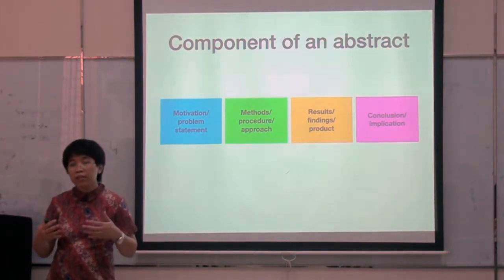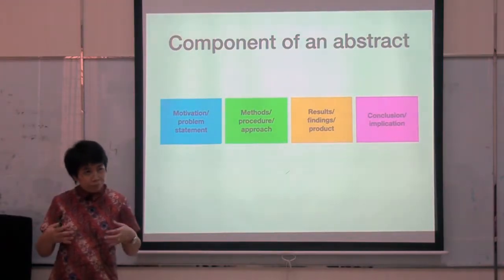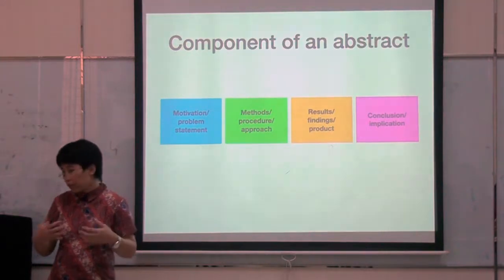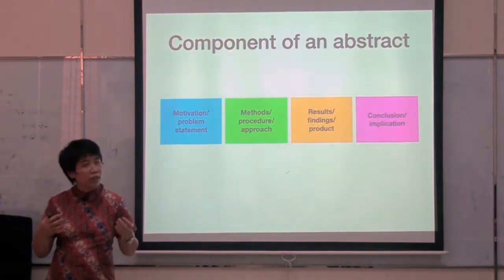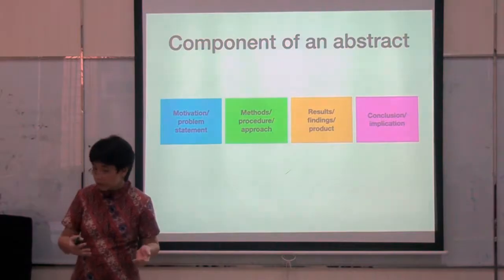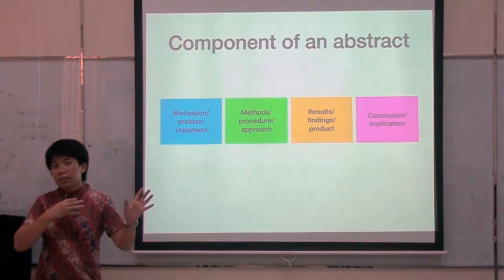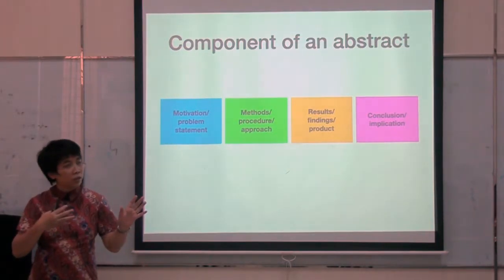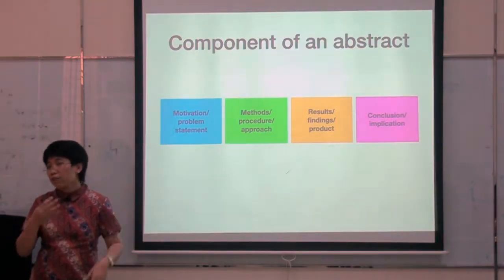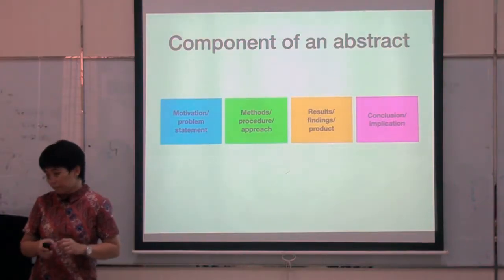It really depends on the characteristic of the journal, but usually in medical or health research journals, we have methods. And then the third one is results or findings and product, and the last one is conclusion and implication. So these are the components. This is the content of the abstract. So we should ensure that the components of the abstract fulfill these overall requirements.